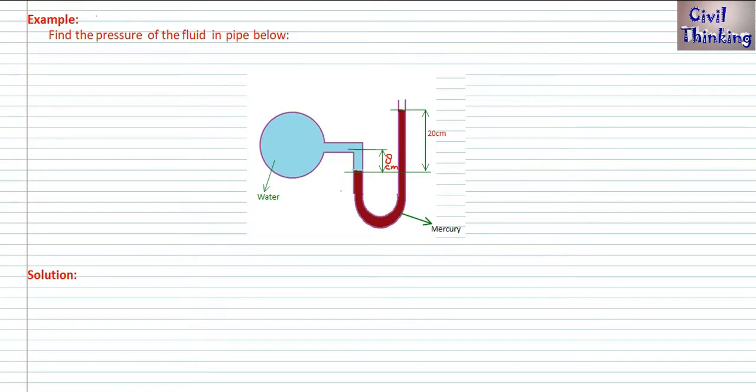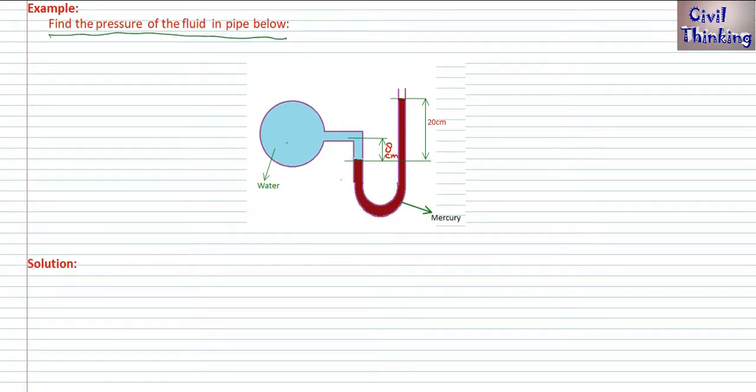It is saying, find the pressure of the fluid in the pipe below. This is the pipe and it is containing water, and in this part of the pipe is mercury. Now we have to find the pressure in this pipe. Let the pressure here be P. We don't know it, we want to find this P.